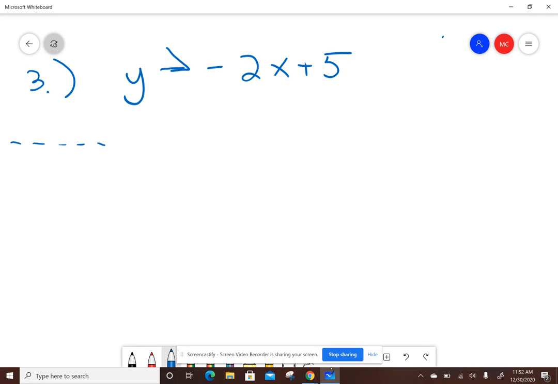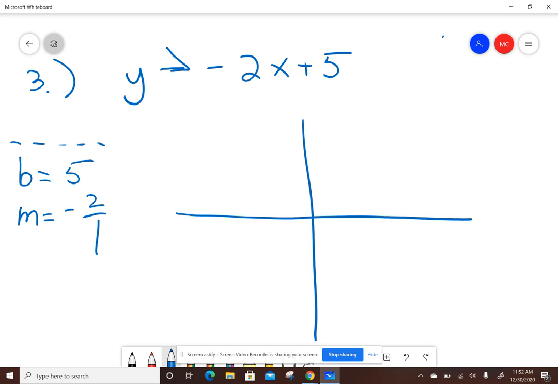I also identify my b is 5 and my m is -2/1. So I start out by graphing the borderline, and the borderline is y = -2x + 5. So I go up 1, 2, 3, 4, 5, down 2/1, down 2/1, down 2/1, and I do a dashed line.